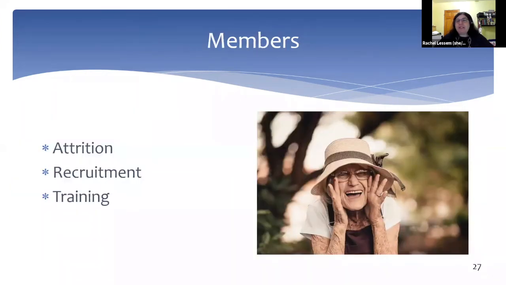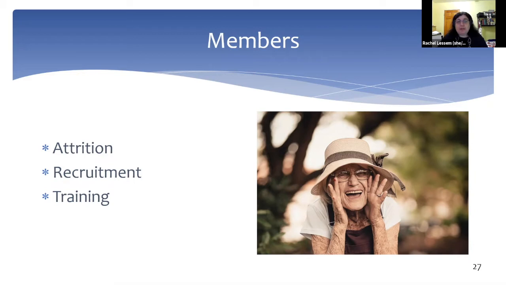When considering sustainability, you have to face the inevitability of member attrition. Some members may find they have other time constraints that interfere with their time on the board. They may develop other interests, or they may even lose the capacity to participate in a meaningful way. Your best strategy to address this is recruiting new members.